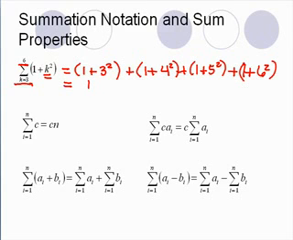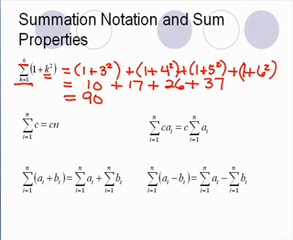That gives us 10 plus 17 plus 26 plus 37, which is going to equal 90. Okay.